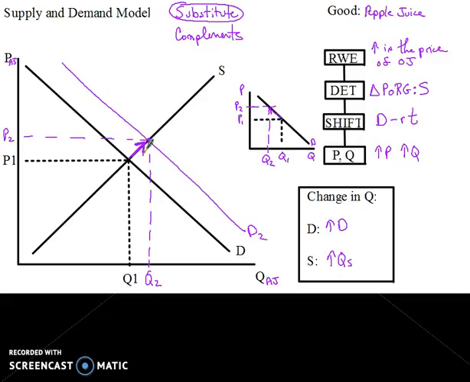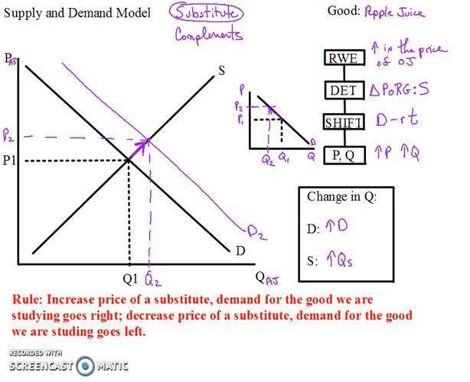Let's look at what our rule is. So our rule looks like this. Whenever you get an increase in the price of a substitute, then the demand for the good that we are studying goes to the right. And that's what happened here when the demand for apple juice shifted to the right. Okay? And then if you get a decrease in the price of a substitute, that would be the opposite. If the price of orange juice went down, then the demand for the good that we are studying, apple juice, is going to go to the left.